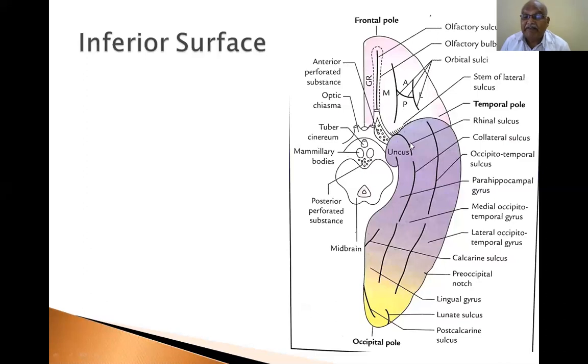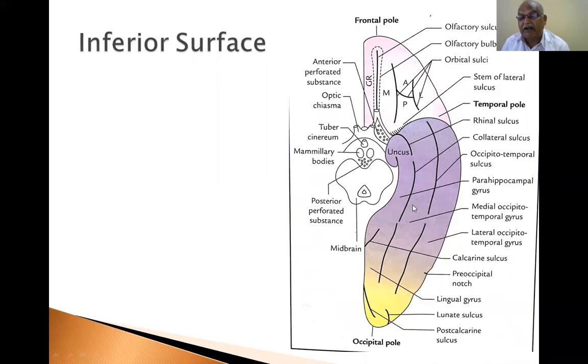Now, two sulci divide the inferior surface of the temporal lobe and occipital lobe into three gyri. This is the occipito-temporal sulcus and collateral sulcus, dividing the inferior surface of the temporal lobe and the occipital lobe. They are divided by two sulci into first, second, and third gyri.